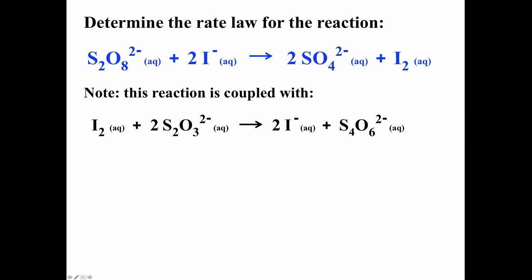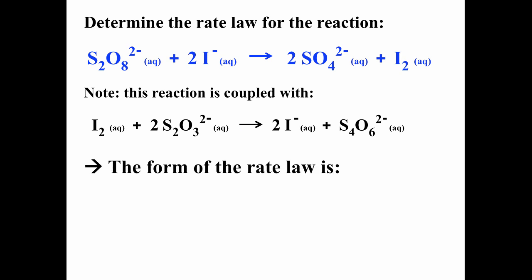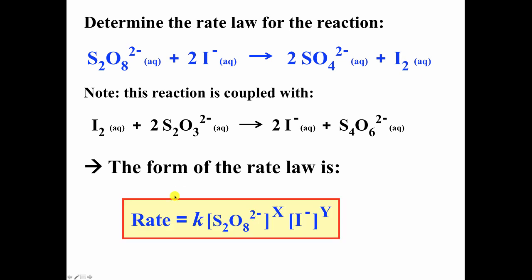So here are our reactions again. The reaction in blue is the one we're going to determine the rate law for. The reaction below that in black is the reaction it's coupled with. And the form of this rate law, before we do anything experimental, we can predict: rate equals k times the S2O8 2- concentration to the x power times the I- concentration to the y power, where k is a rate constant. It'll have a specific value for this reaction at a specific temperature.